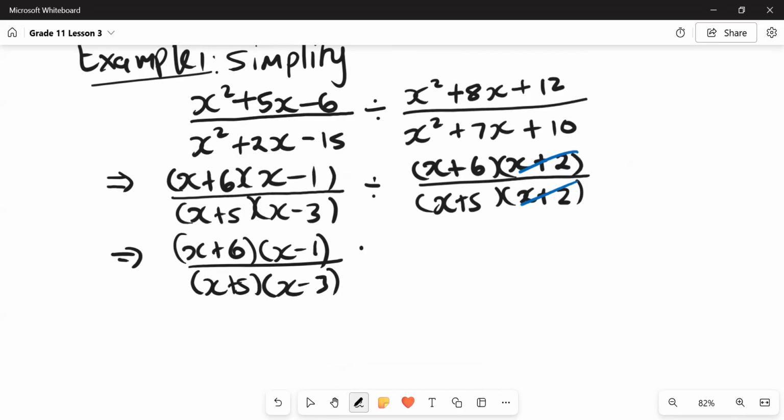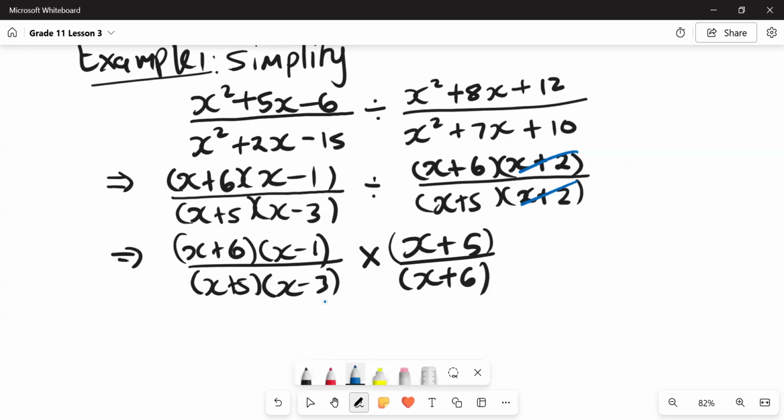Now, we apply the laws of fractions. Move from division to multiplication, you flip your fraction, right? So you flip the right-hand side. x plus 5 now becomes your numerator. x plus 6 becomes your denominator. And then from here, let's just cancel out. x plus 5 goes with x plus 5, and then x plus 6 goes with x plus 6.